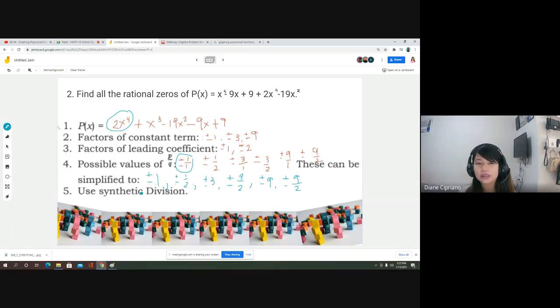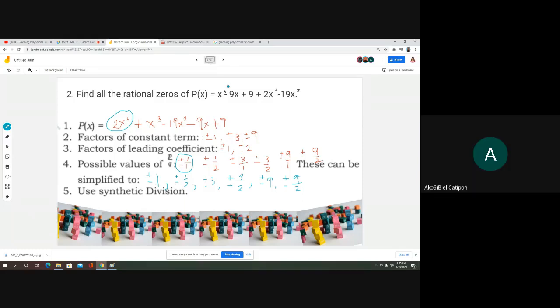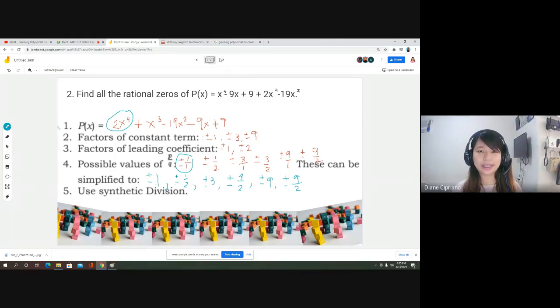And then we use synthetic division to get the rational zeros. Are there any questions in steps 1, 2, 3, and 4? We will now proceed with step 5. Any questions? Hello? Hello, any questions? None. Okay, thank you.